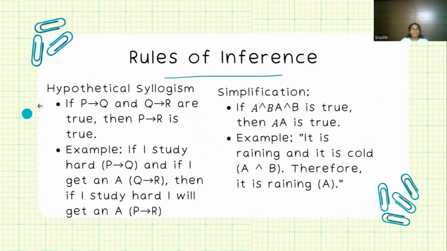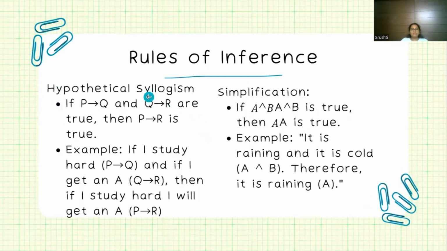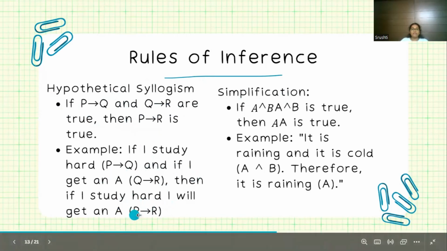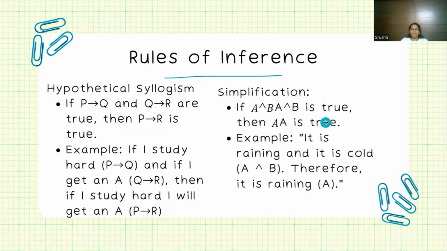Now let's move on to the next one, that is hypothetical syllogism and simplification. If P implies Q and Q implies R are true, then P implies R is true. If I study hard then I get an A, and if I get an A then I pass, so if I study hard, I will pass. Simplification: if A and B is true, then A is true. It is raining and it is cold, therefore it is raining.